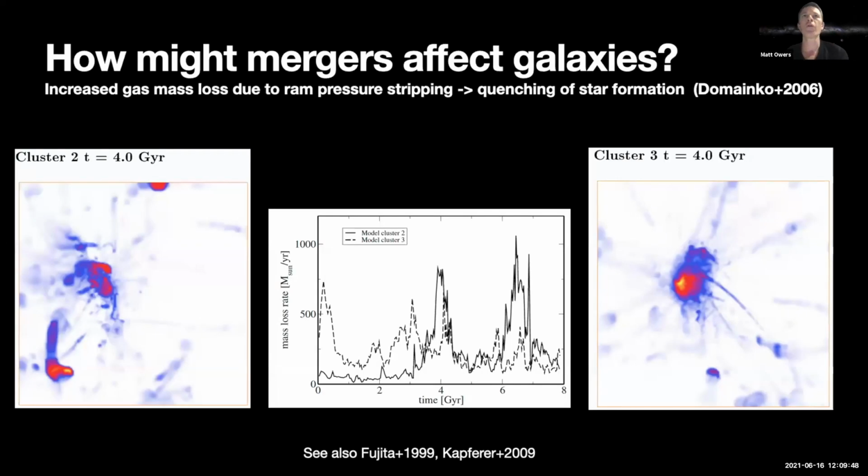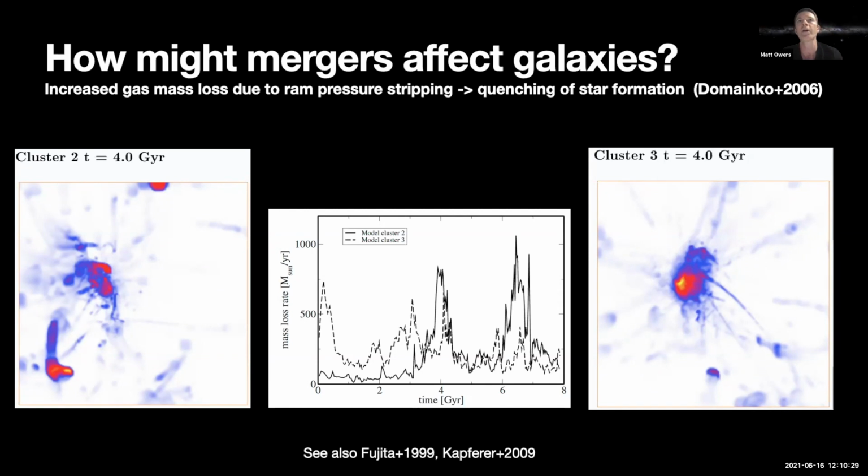So the first port of call here is to look at simulations that show how the high-speed merger process can strip potentially star-forming gas from these galaxies. And I think this has been looked at over 20 years ago now by Fujita and other people. But I think that this paper by Domenko, whose main aim actually was to look at the enrichment of the intracluster medium due to ram pressure stripping of satellite galaxies, is probably one of the better showcases of how mergers impact galaxies because of their increased ram pressure.